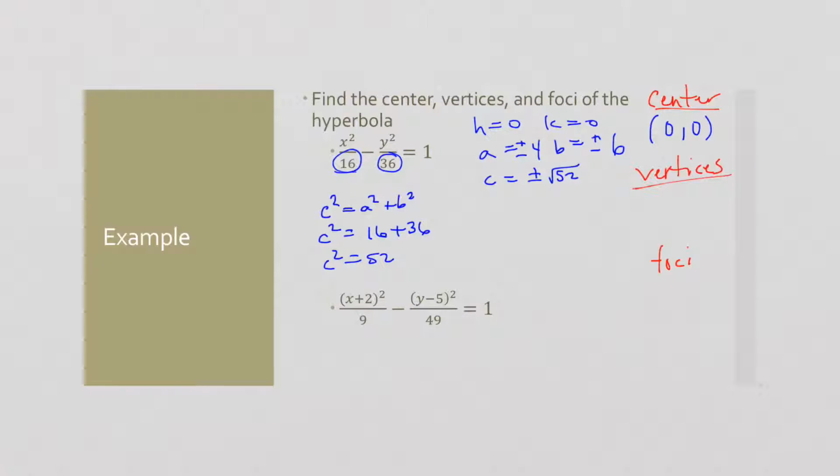So let's go back to finding our values. For a hyperbola with an x squared, x is first. To find the foci, it's h plus or minus c. So foci, 0 plus or minus the square root of 52, comma, k, which is 0, which means I've got the square root of 52, comma 0, and negative square root of 52, comma 0.